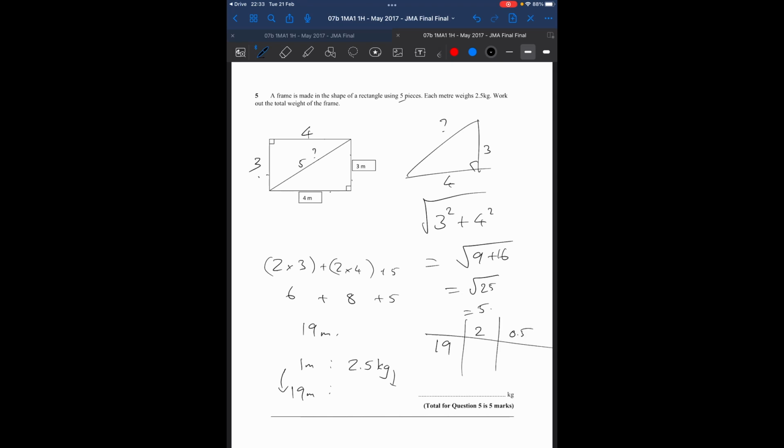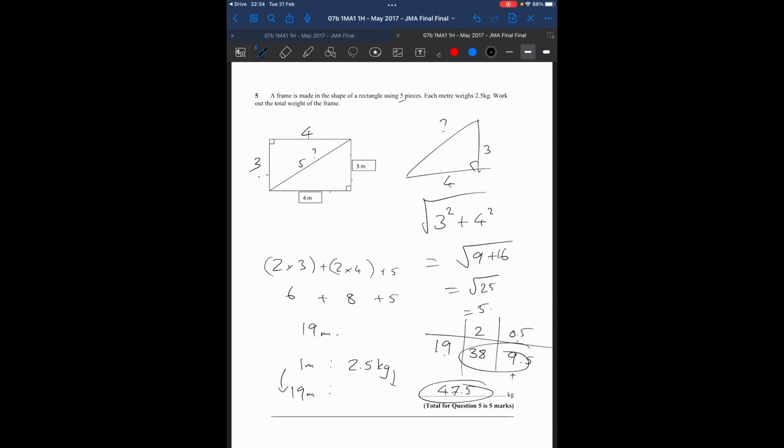So 19 times 2 is 38. And then what's a half of 19? Well, a half of 18 would be 9. And then split the other one is 0.5 then. If I put that together, that's going to be 47.5 kilograms. Okay, so that's how much this frame should weigh.